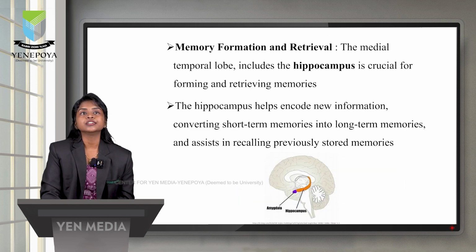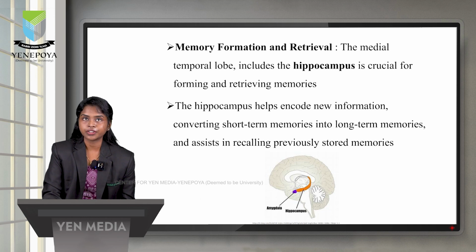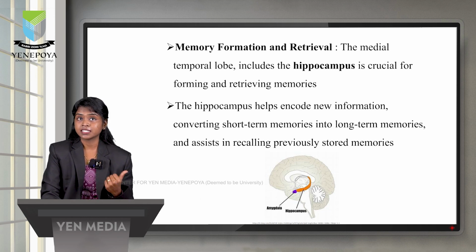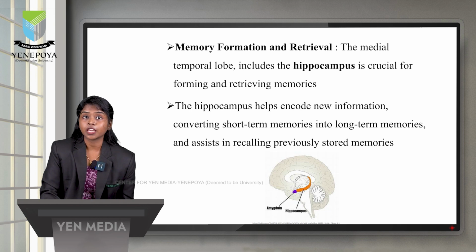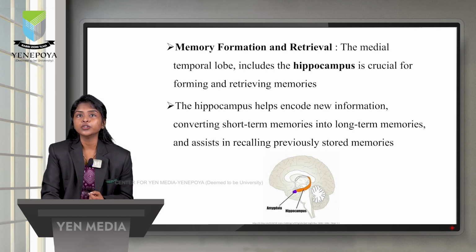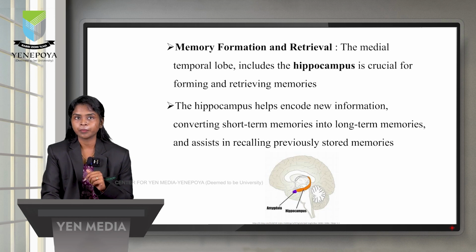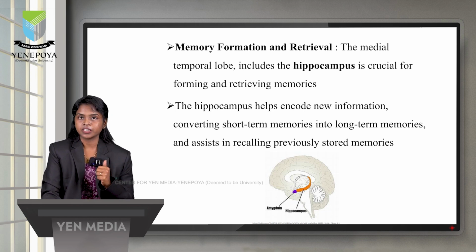And next we move on to memory formation and retrieval. As we discussed in the last slide, the medial temporal lobe is a secondary area involved in the temporal lobe. The medial temporal lobe includes the hippocampal region, which is crucial for forming and retrieving memory. The hippocampus helps encode new information, converting short-term memories into long-term memory, and assists in recalling previously stored memories.